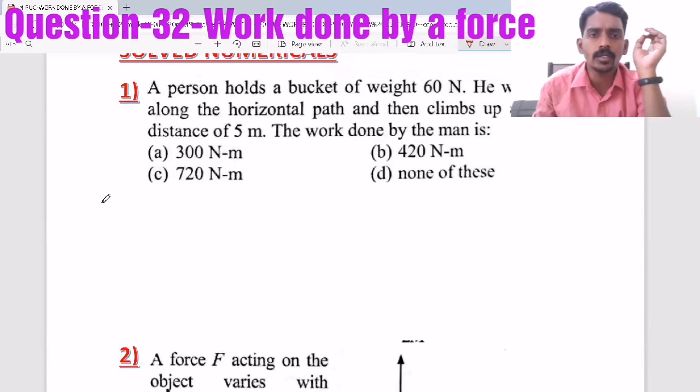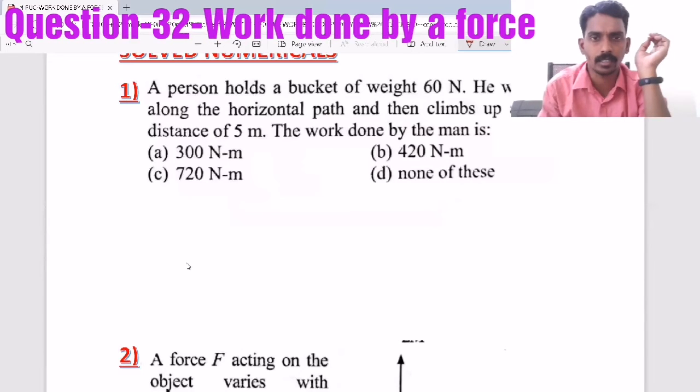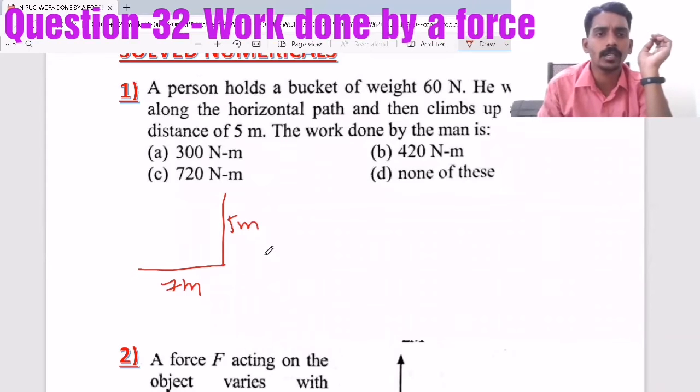Now, a person holds a bucket of weight 60 Newton. He walks 7 meter along the horizontal path and then climbs up a vertical wall, distance 5 meter. The work done by the man is? So he traveled 7 meter, then climbed up 5 meter. That is what they have given. Now, the work done by the man.